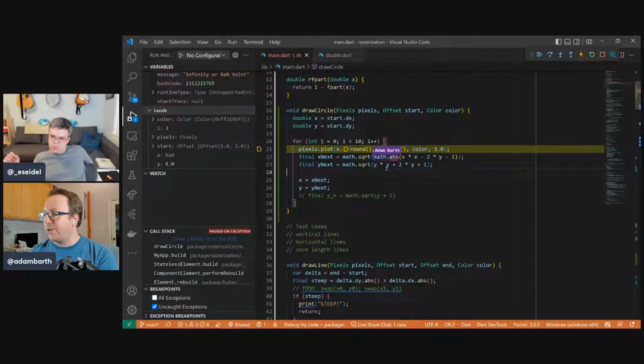That's not a math function. It's just a function on number. Every language does that differently, where the math functions are.